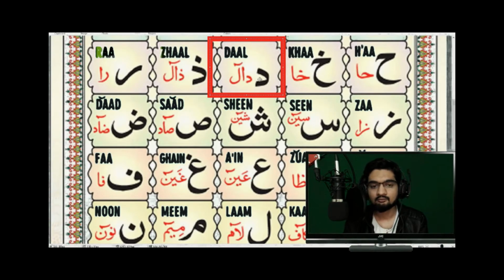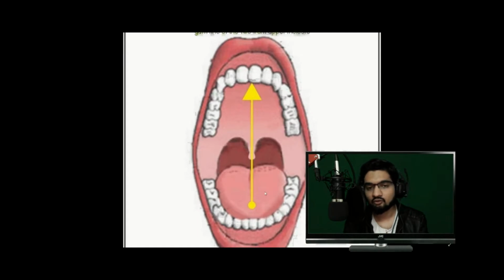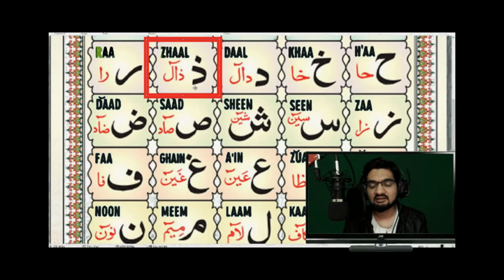Dal. When the tip of our tongue touches the gum line of the upper two front teeth, that is how we start to pronounce the sound of this letter. Dal, tip of our tongue with the gum line of the upper two front teeth. Dal, a very soft sound.